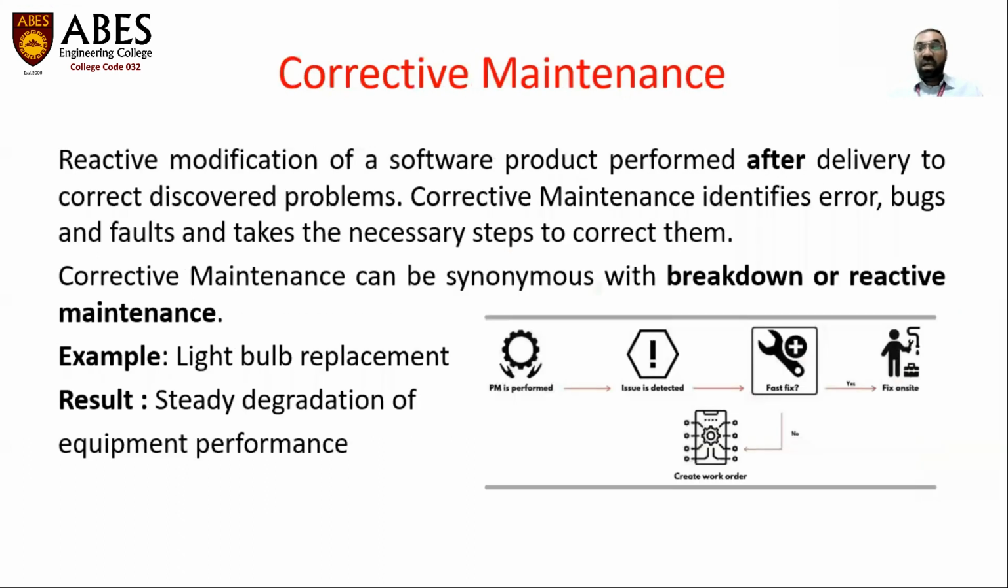The first is corrective maintenance. It's a reactive modification of a software product performed after delivery to correct discovered problems. The problems can be bugs, faults, hardware failures, software failures, any kind of failure that has been encountered after the delivery of a product. Corrective maintenance identifies errors, bugs, and faults and takes the necessary steps to correct them.